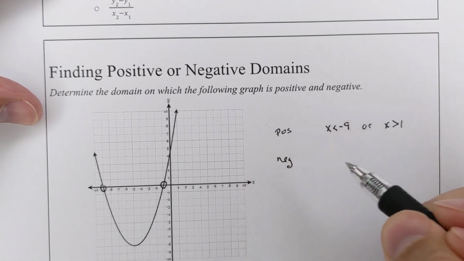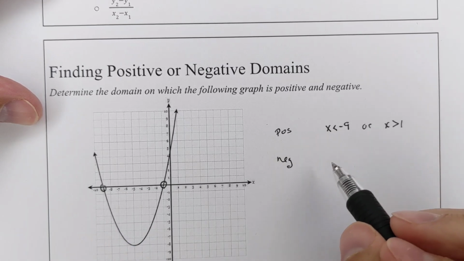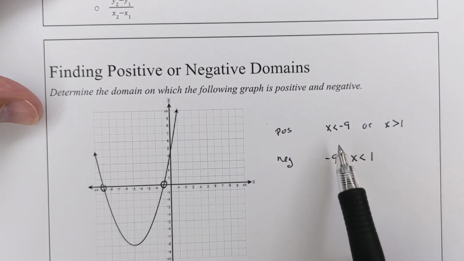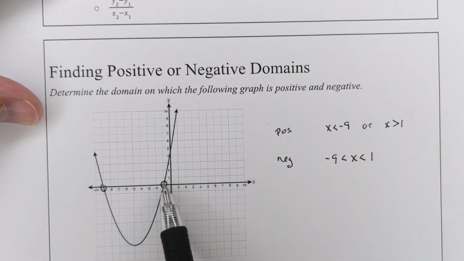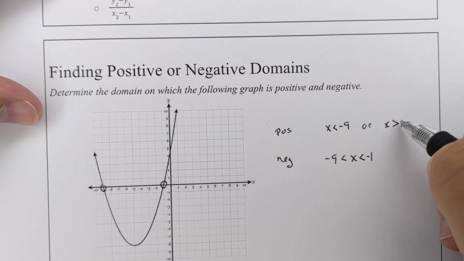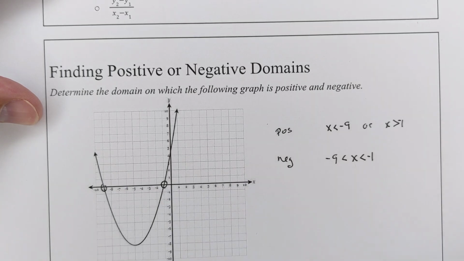So negative is going to be this section in the middle, in between. So to write an in-between inequality, the x goes in between. Now note there are no or equal to bars, because at -9, whoops, that should be a -1. At -9 and -1, it's on the x-axis, and 0 is not positive or negative.